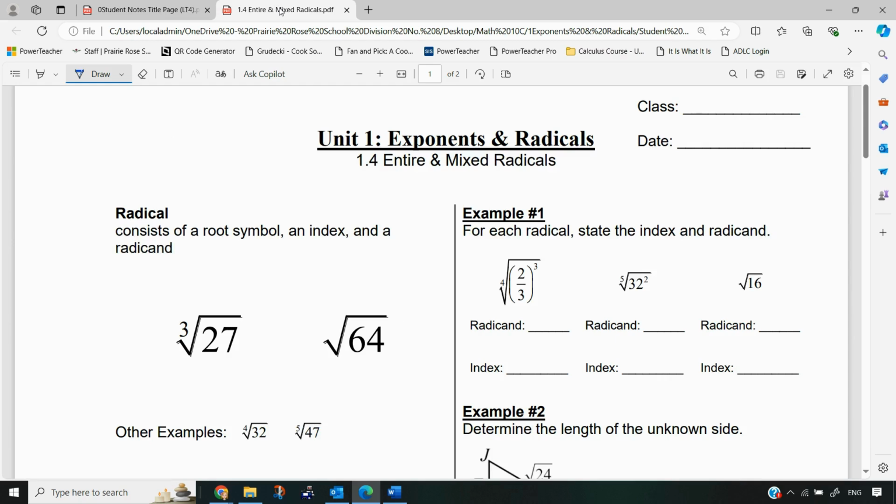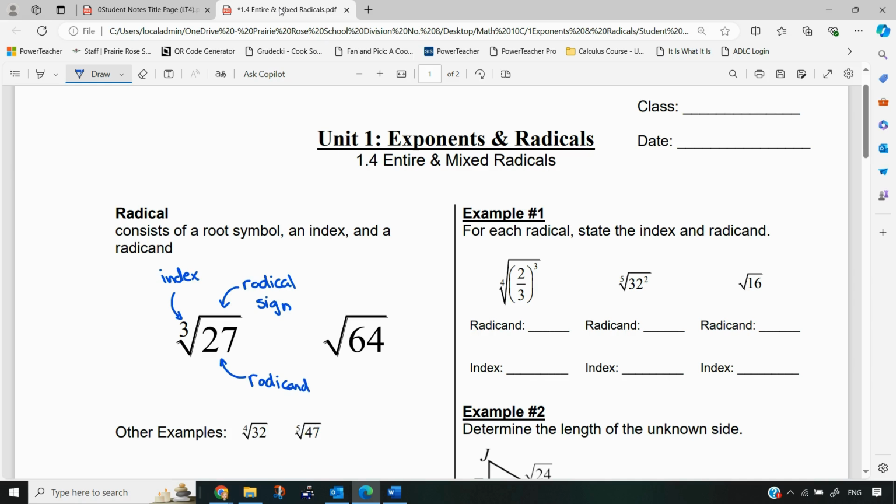So before we get into converting from radical form to exponential form, it's important that we understand some of the terminology. A radical is an expression that consists of a root symbol, an index, and a radicand. This part here is the radical sign. And the little number inside the check mark is our index. And the number underneath the radical sign is called our radicand.